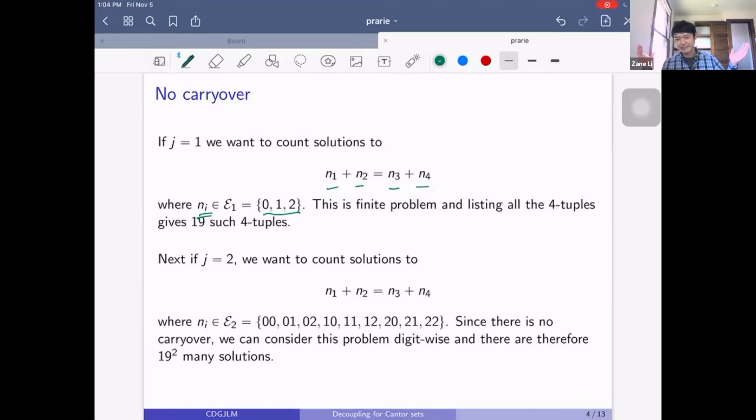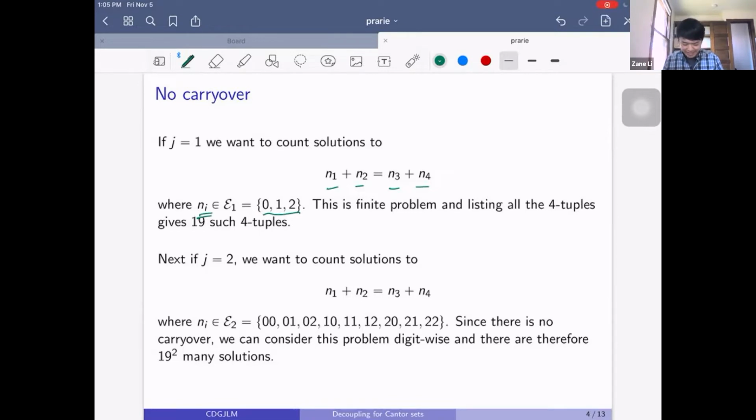I mean, there are 3 to the 4 many possible choices. Just list them or iterate them all. And you go through them and you find that there are 19 such 4-tuples. Okay, and unique 4-tuples. Okay, great. So that's great. So we solved the easiest subproblem we can find.